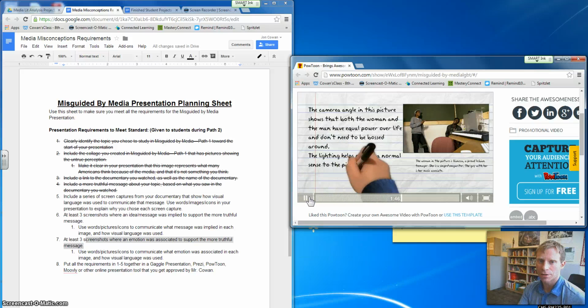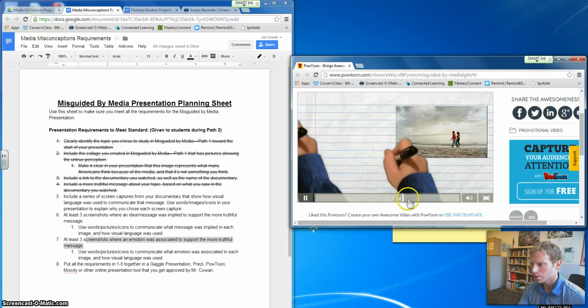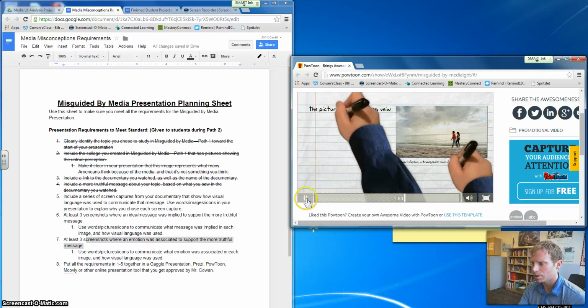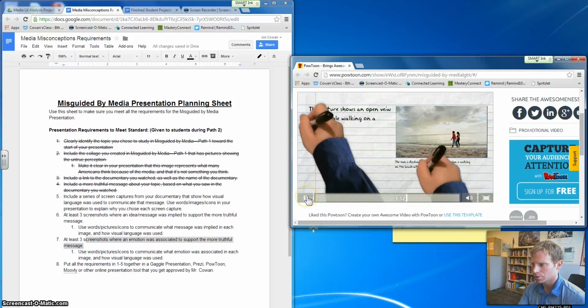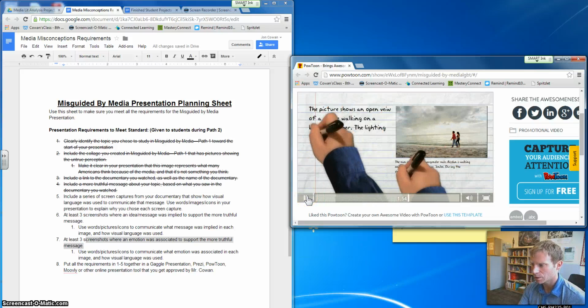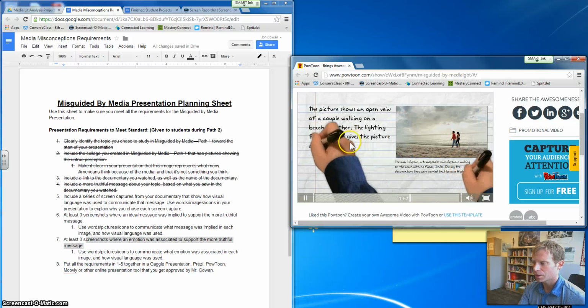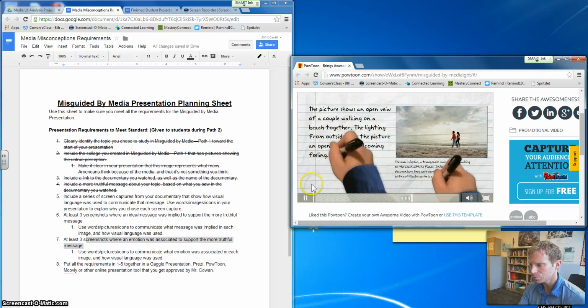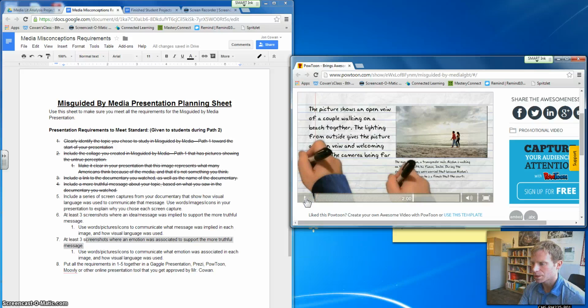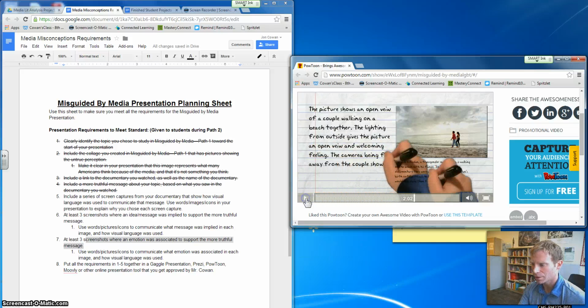Then the person goes on to associating emotions. So the next one, this one is all about how emotions are associated. Picture shows an open view of a couple walking to the beach together. They talk about the lighting. They talk about the camera angle. And they talk about how we're supposed to get an open view and a welcoming feeling. And they talk about the camera angle too.